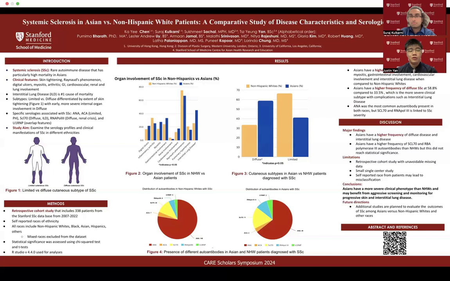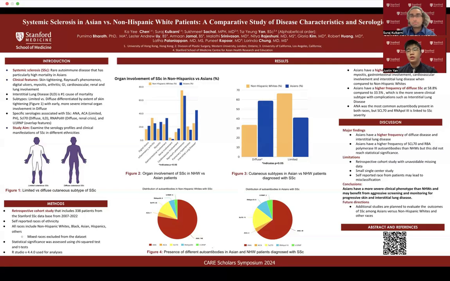We mainly used a retrospective cohort study method that includes 338 patients from Stanford's dataset, and it includes self-reported race or ethnicity. The races include non-Hispanic whites, blacks, Asians, Hispanics, and others, but we excluded mixed race patients from the dataset. If you can refer to our results section, we mainly have four graphs here, and they basically illustrate the different types of organ involvement, subtypes of SSc, and the distribution of autoantibodies of SSc in non-Hispanic whites versus Asians.